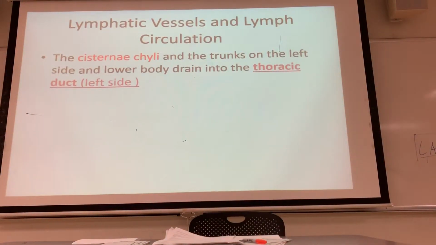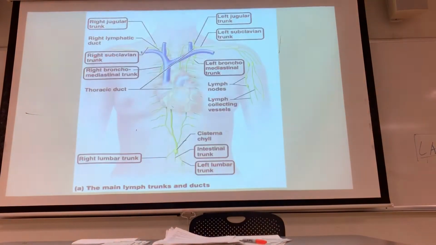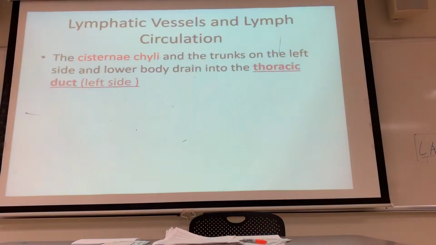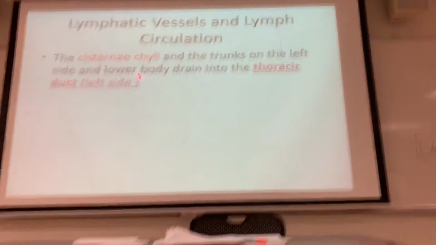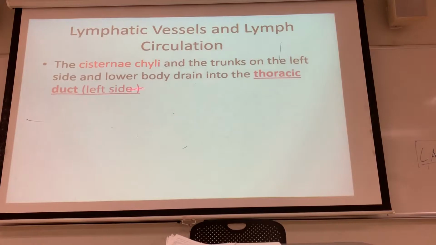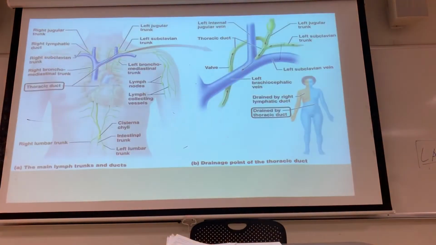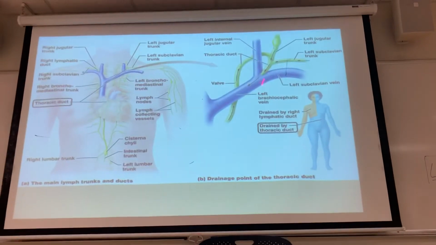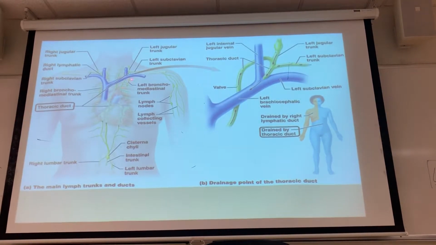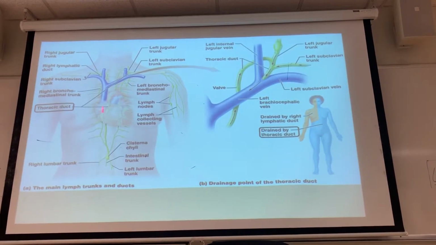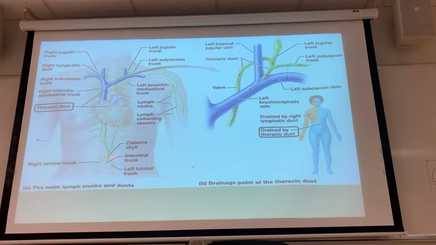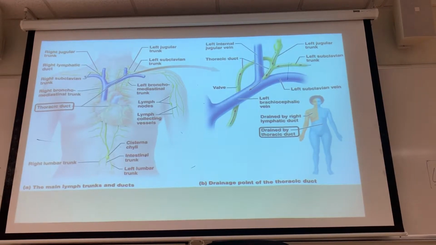Okay? So here is the cisterna chyli, pointing again. That's your cisterna chyli in the lumbar area, inside the abdomen. Trunks on the left side of the lower body drain into the thoracic duct, which is on the left side. So coming back, this is your left side, that's your thoracic duct. That big trunk there, the cisterna chyli, goes to the thoracic duct, not to the right lymphatic duct. Got it? Okay.